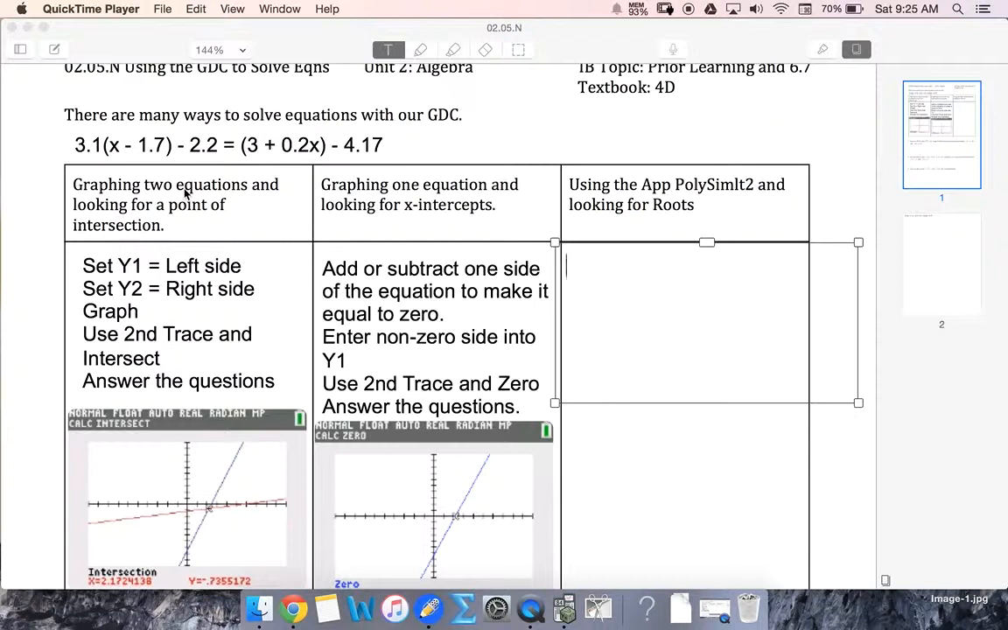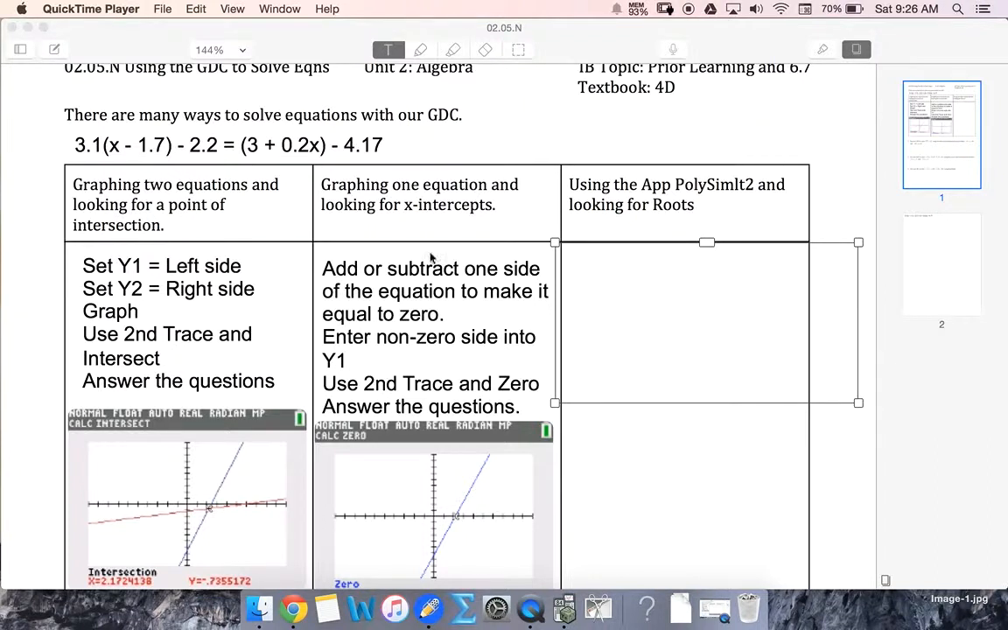This is using the app PlySmlt, which is a super great app to have, and you should all have it. If you don't have it on your calculator, come see me so I can get it on there for you. The way that PlySmlt works is that it either finds roots. Roots is another name for x-intercepts. So it's like this method, but I'm doing it without graphing. PlySmlt also solves simultaneous equations, and we'll get to that in the next unit.